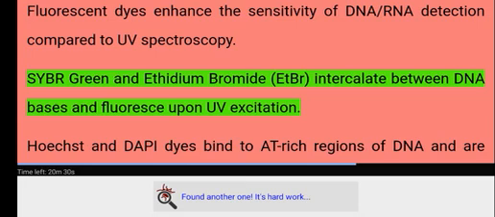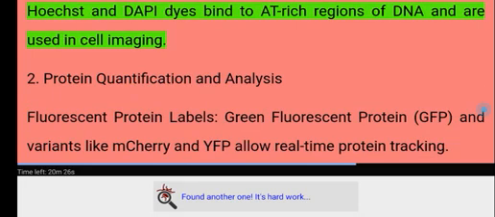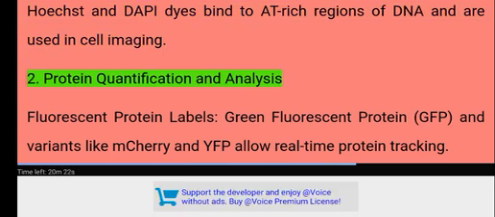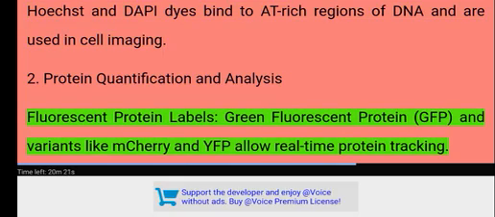SYBR Green and ethidium bromide (EtBr) intercalate between DNA bases and fluoresce upon UV excitation. Hoechst and DAPI dyes bind to AT-rich regions of DNA and are used in cell imaging. 2. Protein quantification and analysis. Fluorescent protein labels, green fluorescent protein (GFP) and variants like mCherry and YFP, allow real-time protein tracking.